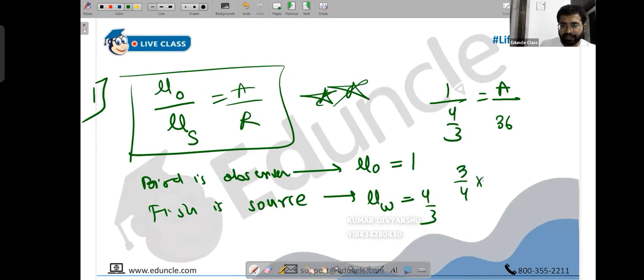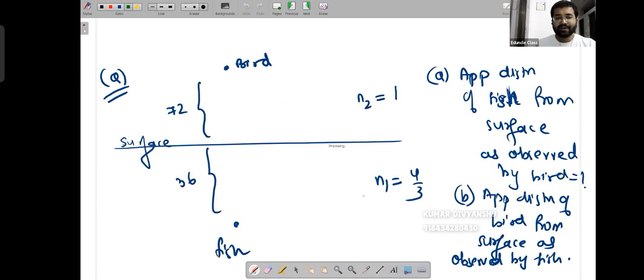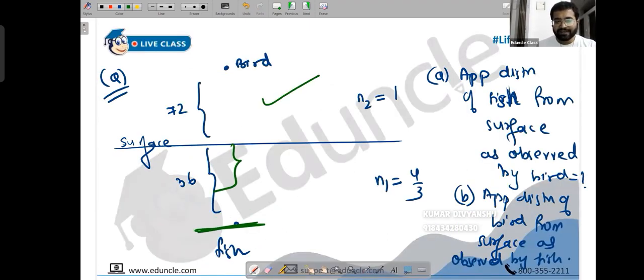So this is 3/4 into 36. This is apparent. So what is apparent? 4 1s are 4, 9s are 9, 3s are 27, 27 meters. Don't you think this is logical? It is logical because we know if we look at the fish from outside, it is 36, but I'm observing the fish at 27 meters, which is logical. We know this is going to happen. Okay, you're observing fish at 27.